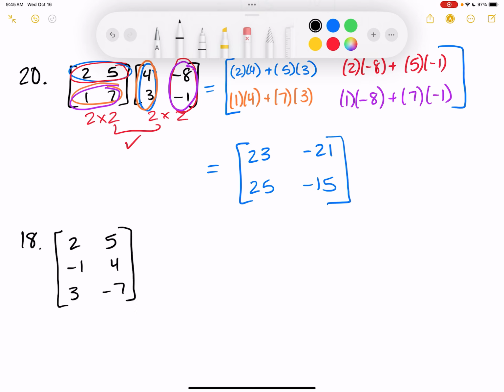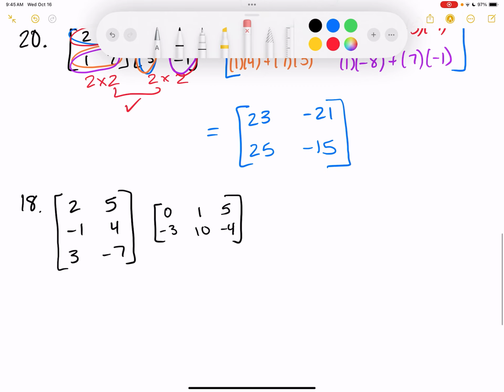All right, 18, 2, 5, negative 1, 4, 3, negative 7, 0, 1, 5, negative 3, 10, negative 4. You can't do that. No, yes you can. You can, because the middle ones match.